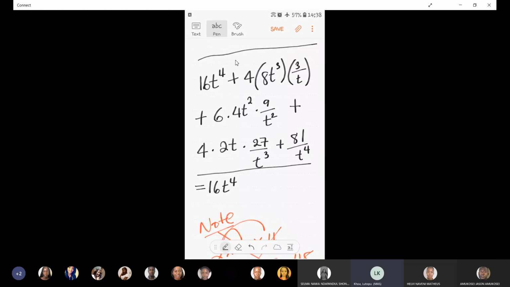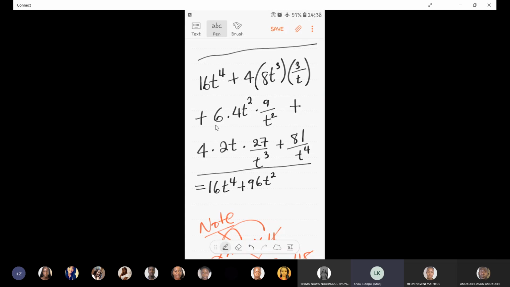And then the second one, I have 8 times 4 times 3 that you work out on your calculator. You should get 96. And then look at your powers of t. In the numerator, I have t to the power of 3. And then in the denominator, I have t to the power of 1. You subtract the exponents, you end up with t to the power of 2.